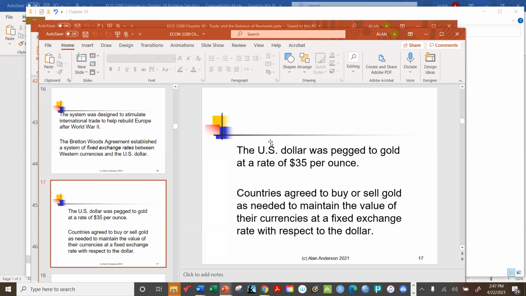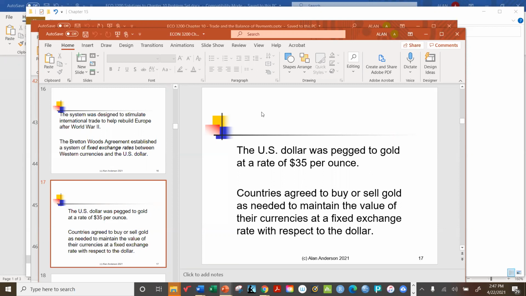And so, like right now, with all the uncertainty over COVID, you would expect gold to certainly benefit from that. But at this point in time, the U.S. owned most of the world's gold. And so it made sense that we would hold the gold and we would offer to exchange dollars for gold at any time, at a rate of $35 an ounce.